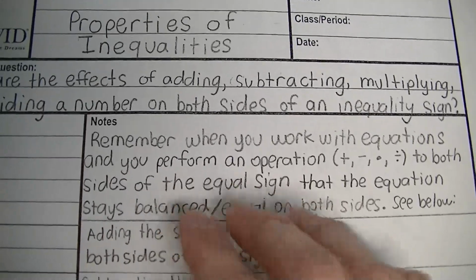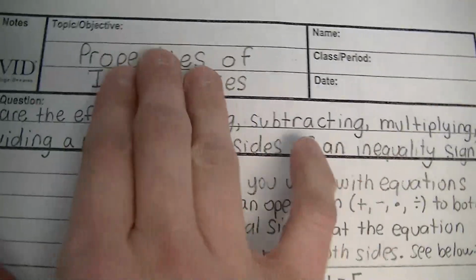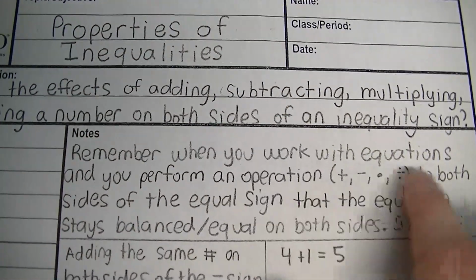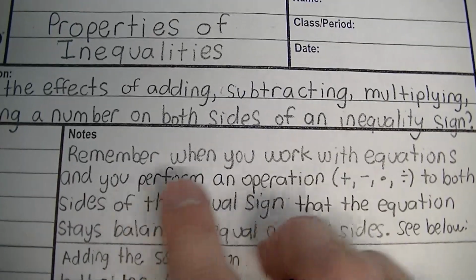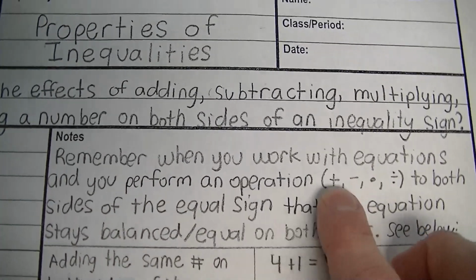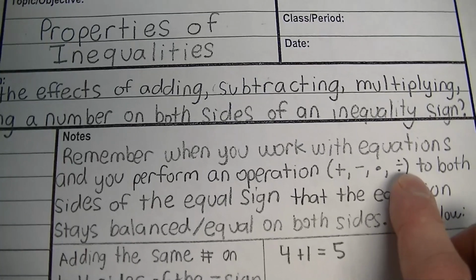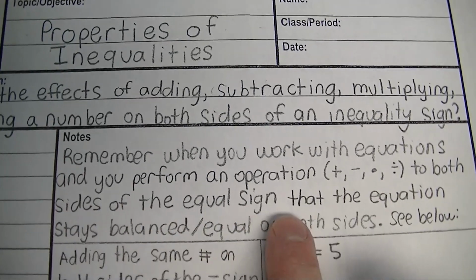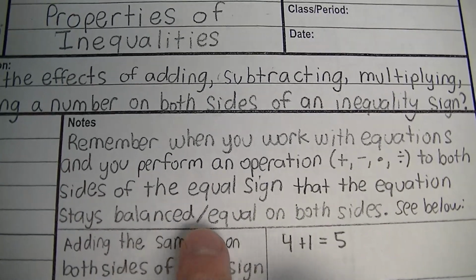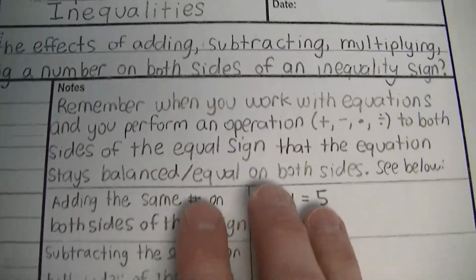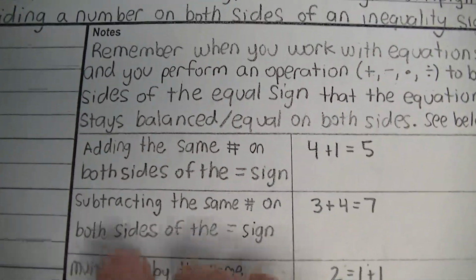So I want you to remember that when you work with equations, now I know we're talking about inequalities, but we're flashbacking to equations. When you work with equations and you perform an operation such as adding, subtracting, multiplying, or dividing a number to both sides of the equal sign, the equation is going to stay balanced. It's going to stay equal on both sides. And here's what I mean by that.